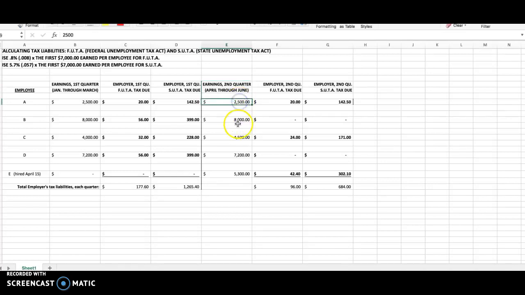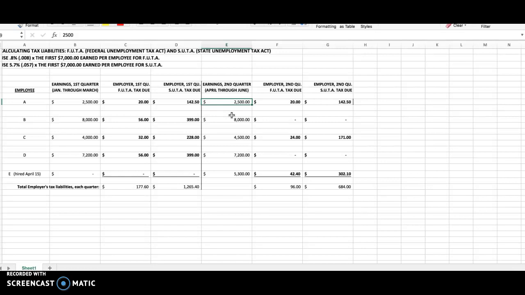So let's look at employee A. He or she earned $2,500, same amount as he or she earned in the first quarter. Now we're concerned about the total amount, not the quarterly earnings. So we need to check on how much money that adds up to. It adds up to obviously $5,000. So the key there is that it is still underneath the $7,000 threshold that's important to us.